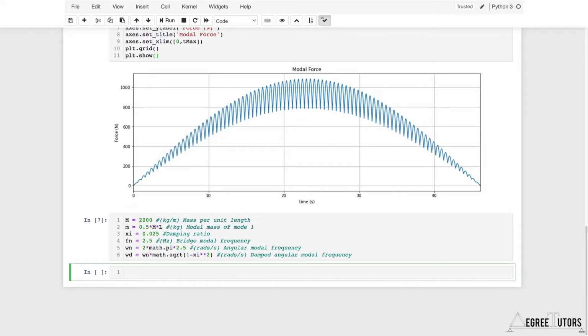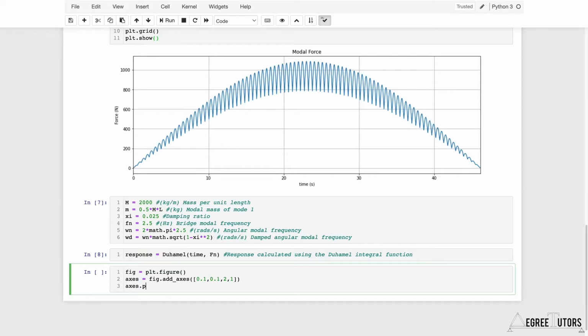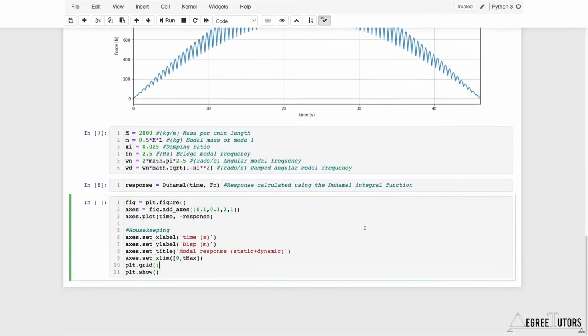Let's feed the force and time into our Duhamel integral function. So we'll pass in the time vector and that modal force Fn. We'll assign the output to a variable called response and execute that cell. So now we can plot our response, simple as that. So this time, plotting time versus, just because I want it to look right, I'm going to plot the negative of the response because I want it to be a downwards deflection, because obviously the forces are acting down, and we'll drop in the usual titles.